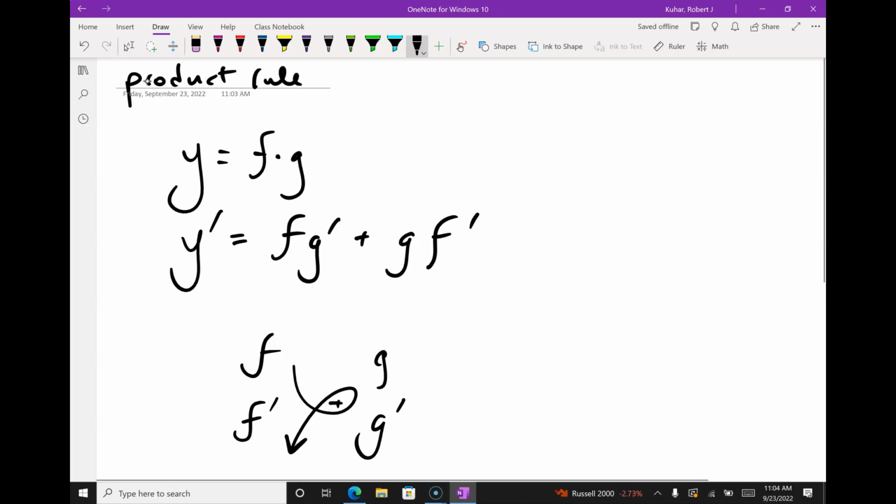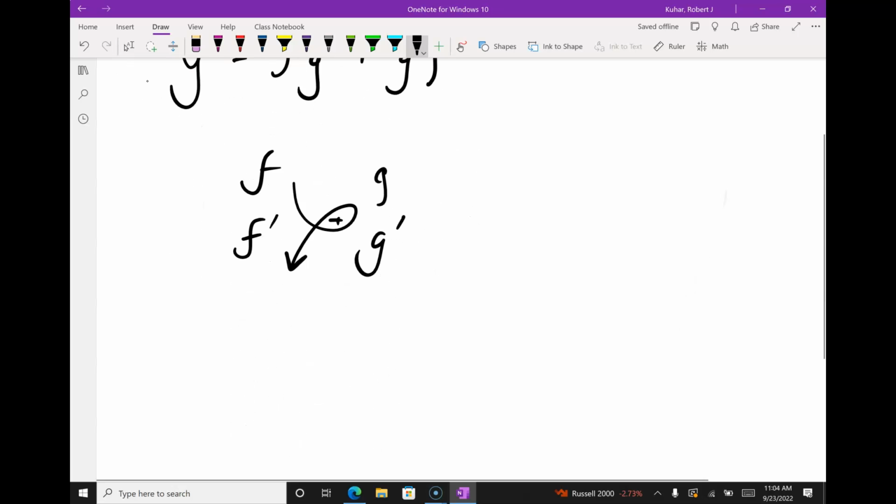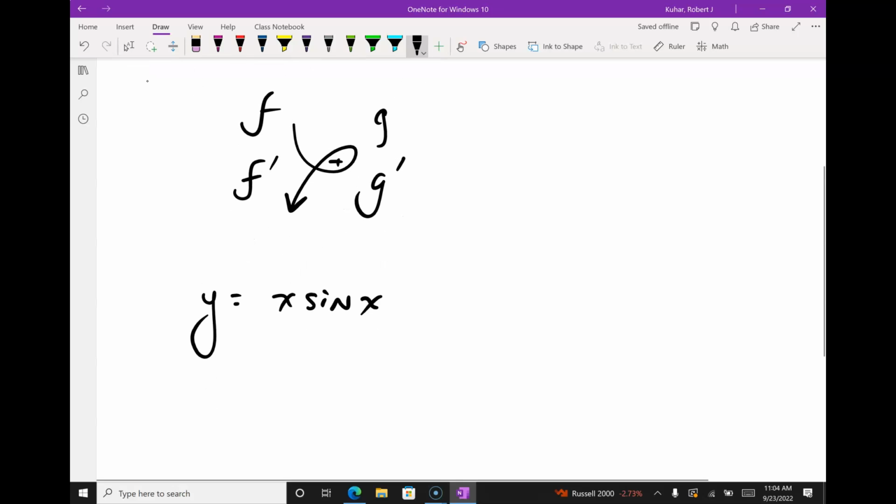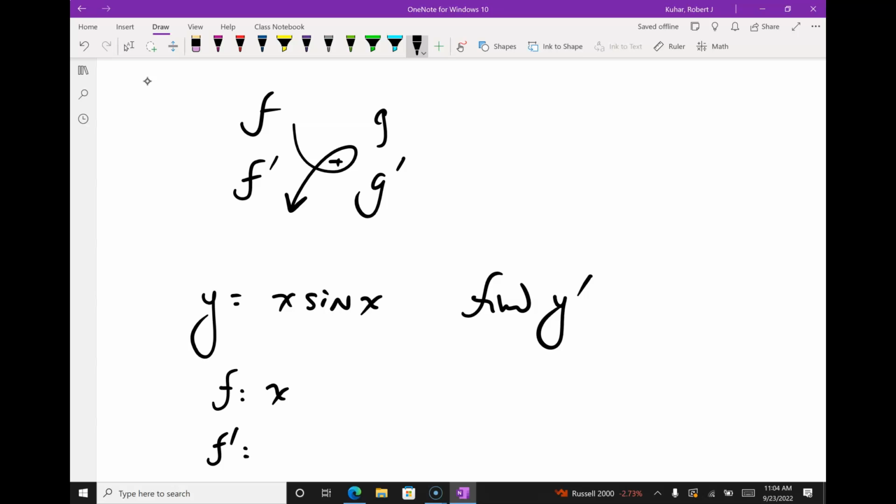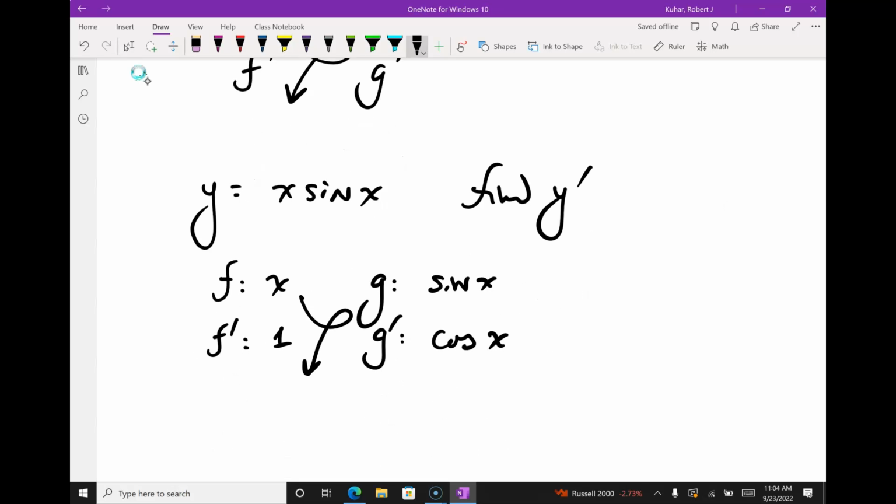Everybody okay here? Good, so let's just do a problem. Let's say y equals x sine x. So clearly a product, you agree? Good, so we want to find y prime. First function is x, derivative is what? 1, good. Second function in the product is sine of x, derivative is cos of x. We want this loop, right?